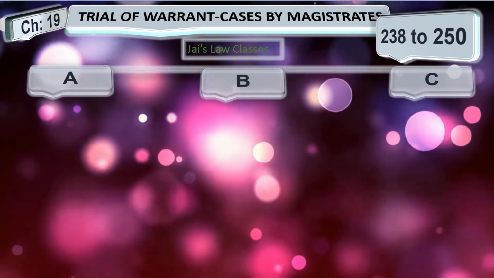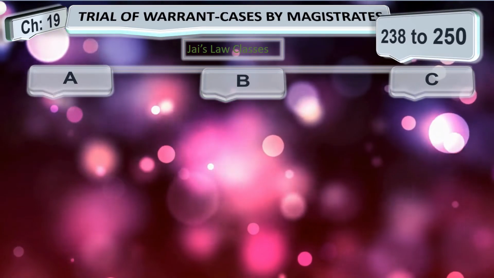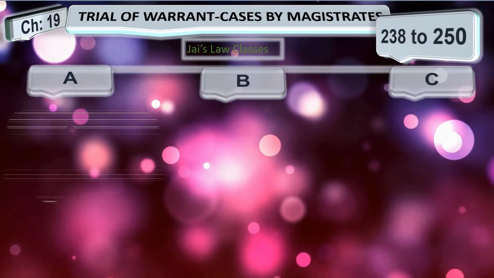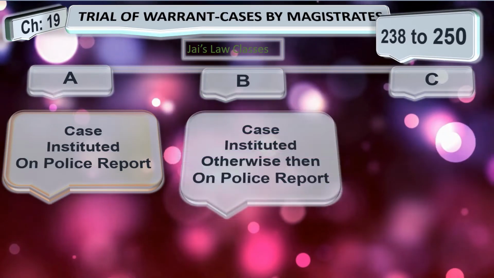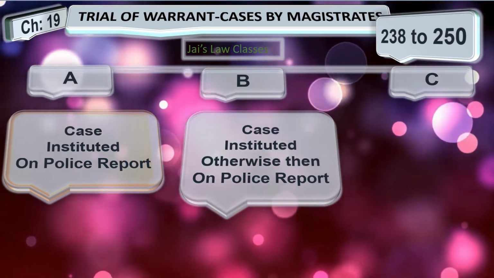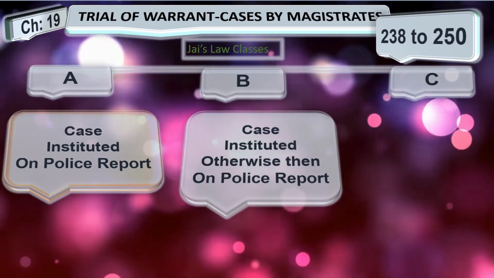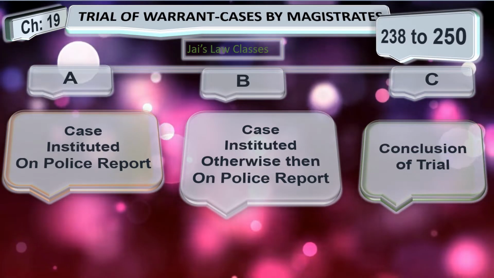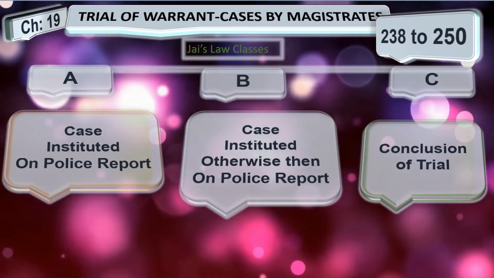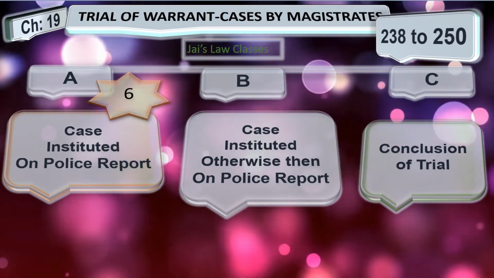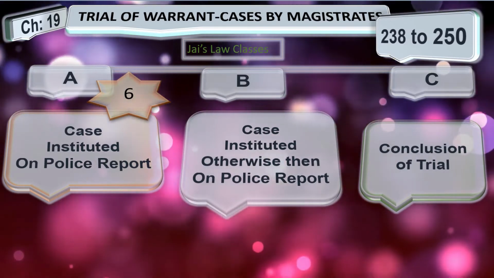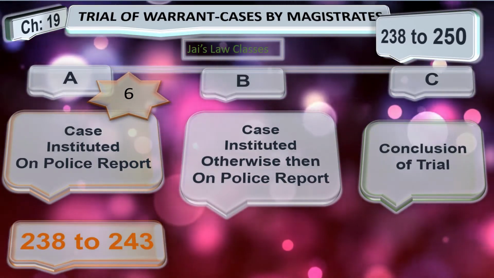A, B, C. How do we initiate a case in a magistrate court? Well, either on a police report or otherwise than a police report. So there are only 2 ways. The third thing is the conclusion of the trial. So do you remember? Cases initiated in a court of magistrate starts from section 238. If you add 6, it becomes 243.